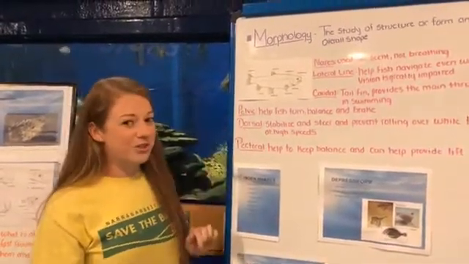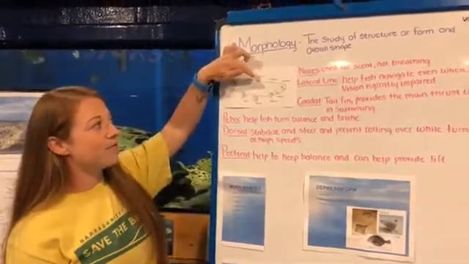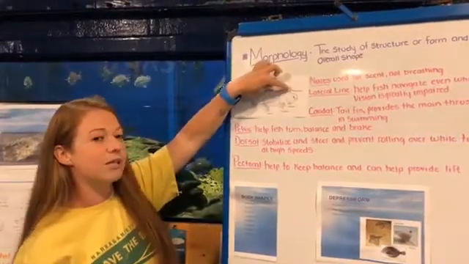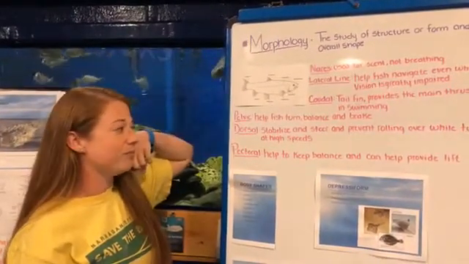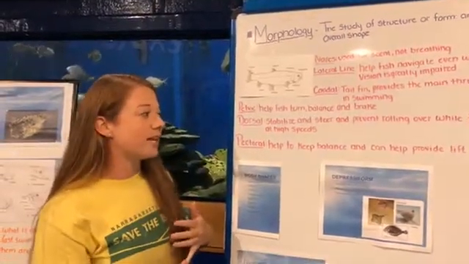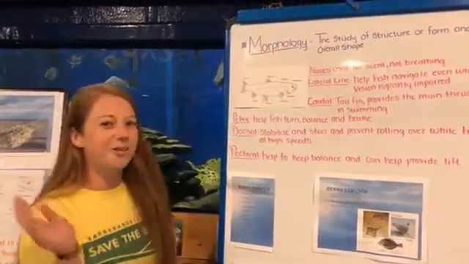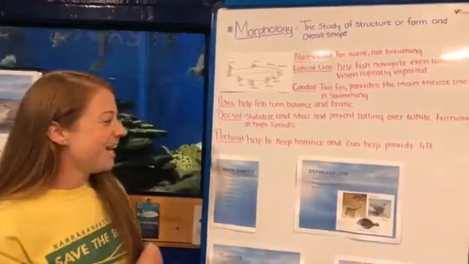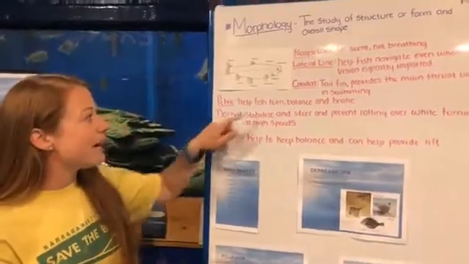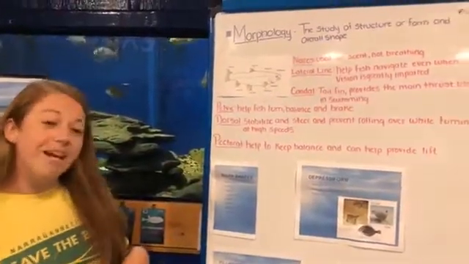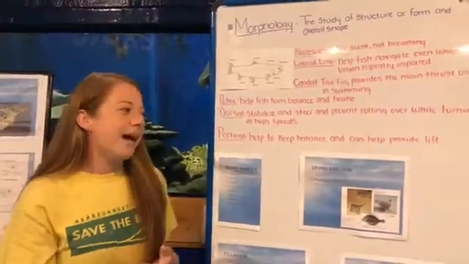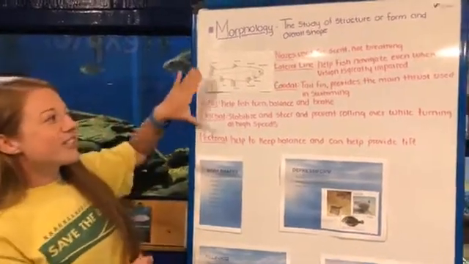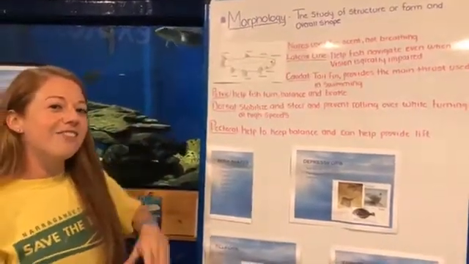Then we have our dorsal fin. And our dorsal fins are those top fins on top of the fish. They can either be short or, like our flounders, they can be one long continuous dorsal fin. And our dorsal fins help stabilize and steer and prevent them from rolling over while they're turning at high speeds. So a super important fin. And our last one that we're going to talk about is that pectoral fin. And the pectoral fins help to keep balance and can help provide lift for that fish. So those are just some of the structures, the fins that we have on our fish.